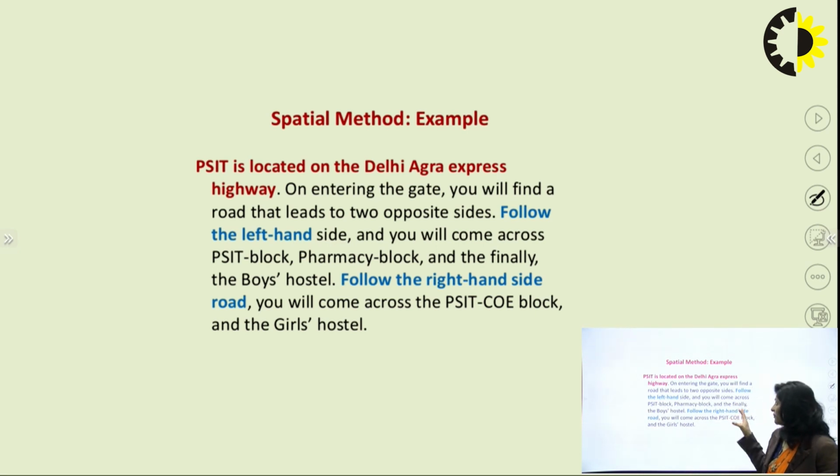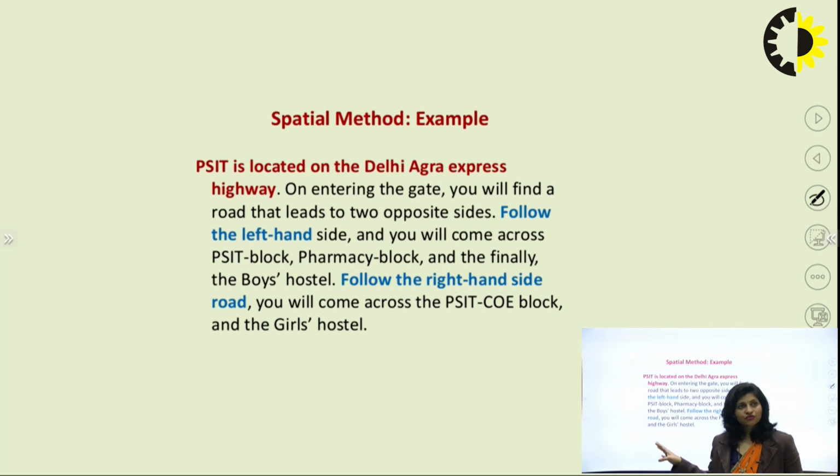I am going to describe PSIT college here. So this is my topic sentence, and I mention the name of the institute at the beginning of the paragraph, in the first line. PSIT is located on the Delhi Agra Express Highway. On entering the gate, you will find a road that leads to two opposite sides. Follow the left hand side and you will come across the PSIT block, pharmacy block, and finally the boys hostel. Follow the right hand side road, and you will come across the PSIT COE block and the girls hostel.